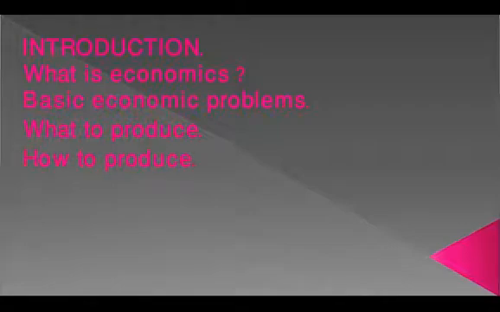Then, how to produce? How to produce is related to the technique of production. Should we produce a commodity with the help of labor-intensive industries, or should we produce the commodity with the help of capital-intensive industry? This is the question related to how to produce. For whom to produce? For that matter, we have to decide for which section of a society we are going to produce a commodity. For a higher income group or for a lower income group. This is related to for whom to produce.